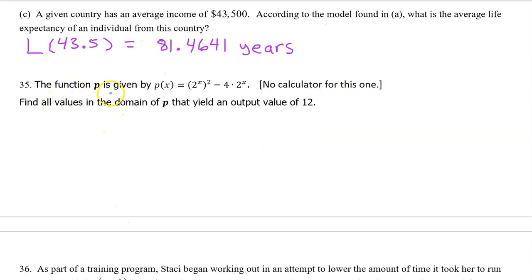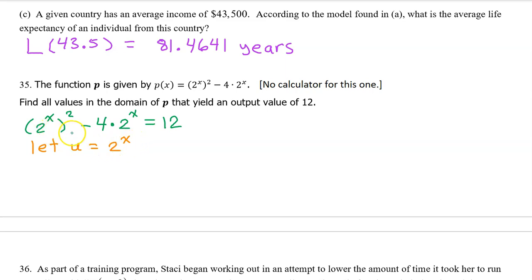Number 35. The function p is given by p of x equals 2 to the x squared minus 4 times 2 to the x. Find all values in the domain of p that yield an output value of 12. We need to set p of x equal to 12 and solve. It will be a little bit easier to see how to solve this problem if we first do something called u substitution. Notice that we have this common factor of 2 to the x in the first term and in the second term. So let's let u equal the 2 to the x power.